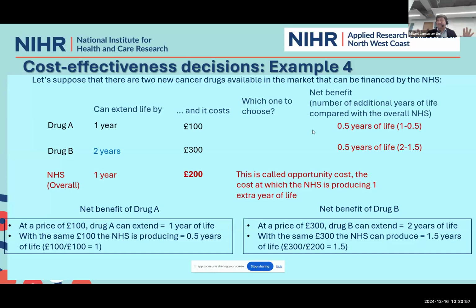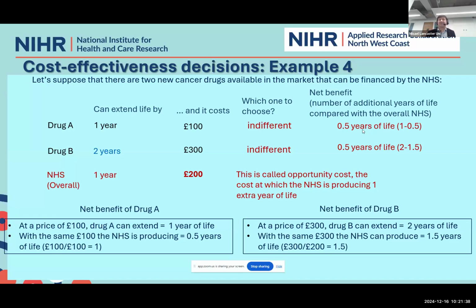Doing the same maths, we will show that the net benefit will be half a year for each drug. So this is greater than 0, okay? Which means both drugs are cost effective regarding the NHS. However, if we want to choose between them, both of them are producing the same amount. So we can choose either A or B or both. At this threshold, £200, both of them are indifferent.